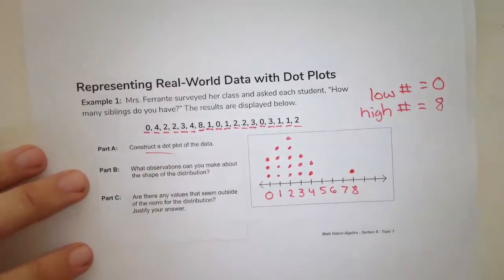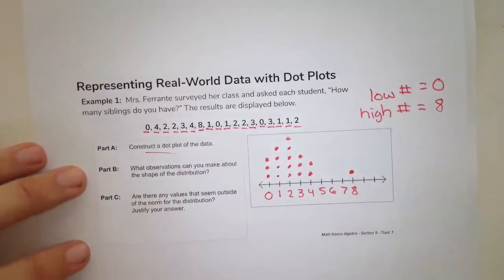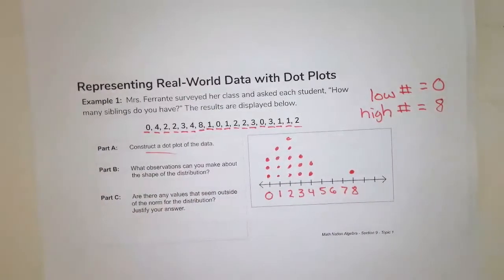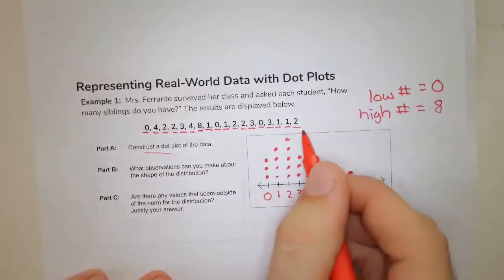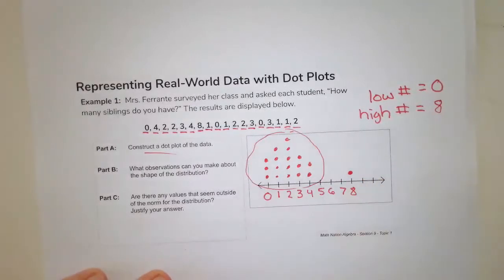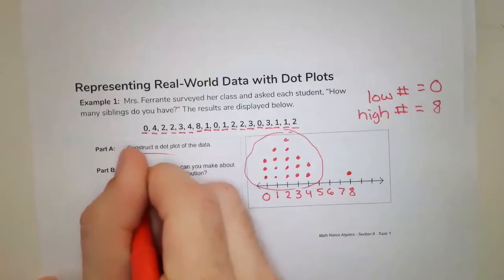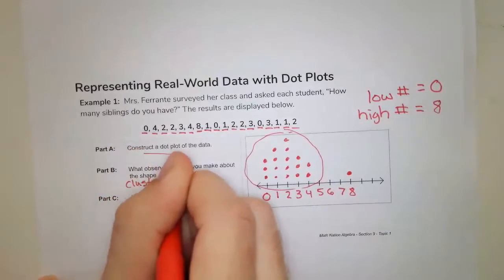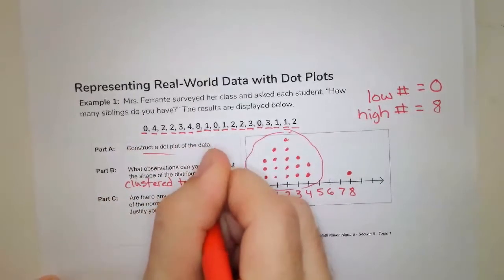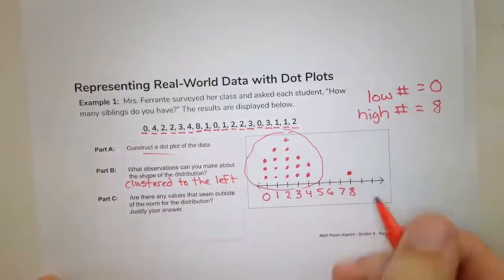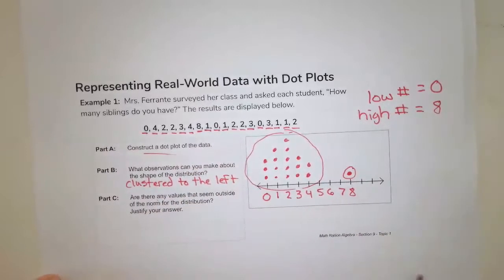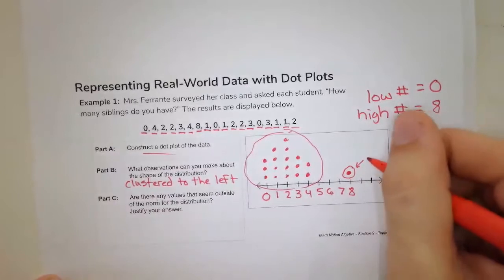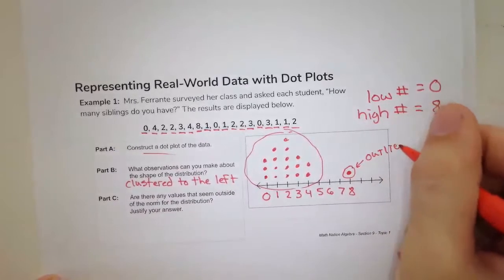So this part, done. What observations can you make about the shape of the distribution? Basically with this, most of the data is going to be right here, right? So everything is clustered to the left. But there's this one guy over here. Are there any values that seem outside of the norm for the distribution? Justify your answer. So this guy right here is something called an outlier.